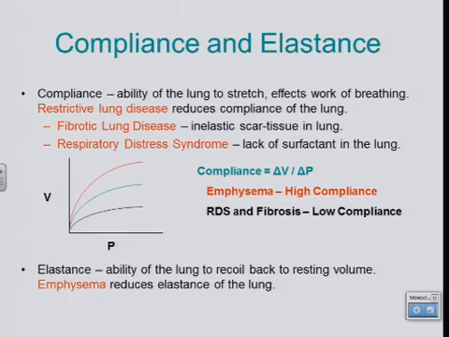So if you can expand the lung, however much you do expand it, it still recoils because the elastic fibers are still present. They are not compromised in the sense of their ability to recoil. So elastance is near normal when we're talking about restrictive lung disease, but much decreased in emphysema.